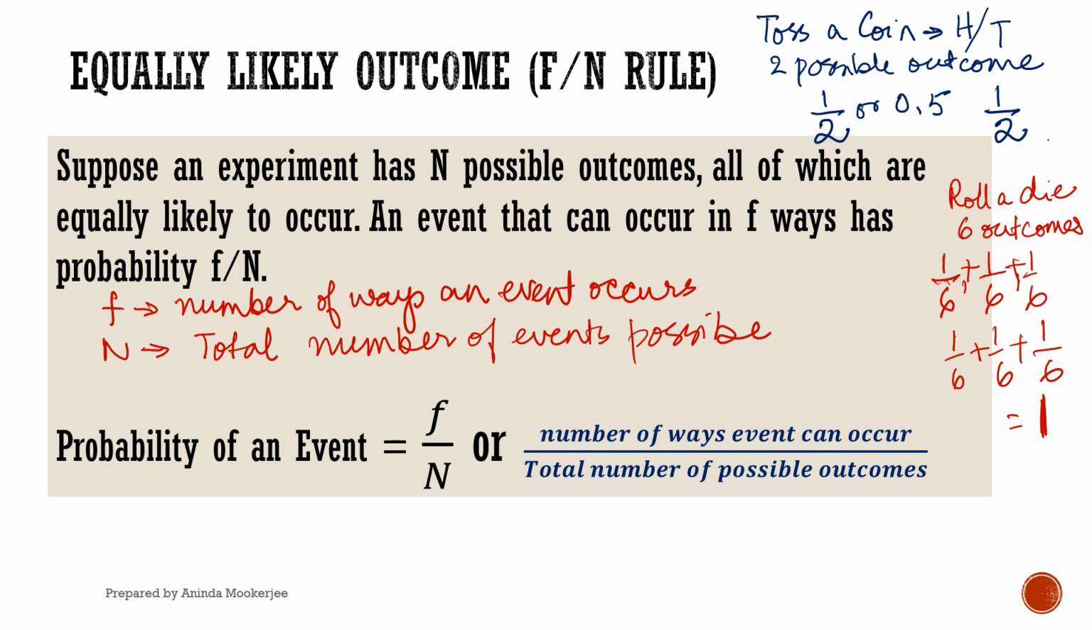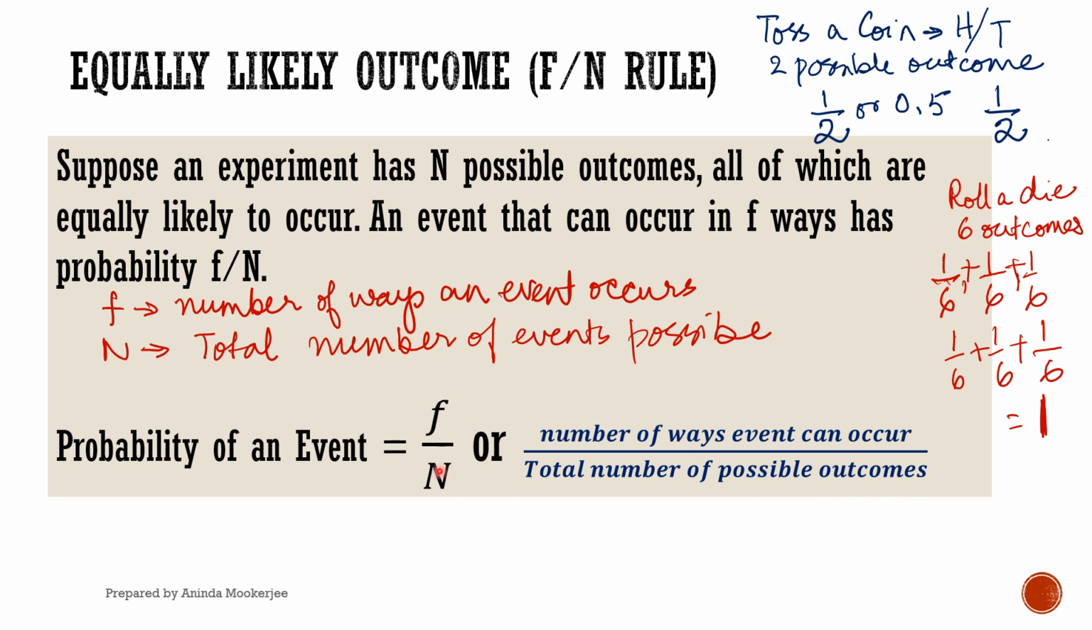So when I use the example on tossing the coin, then N was 2. The total number of outcomes possible from tossing a coin was 2, either head or a tail. And then F would represent how many ways a head can occur. So if we are trying to calculate the probability that the coin would land on its head, there's only one head on the coin. So it's going to be 1 divided by 2. Number of ways the event can occur divided by total number of possible outcomes.